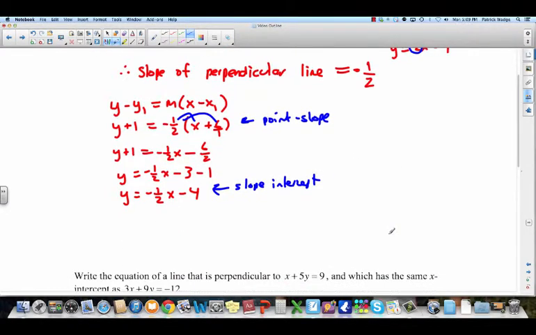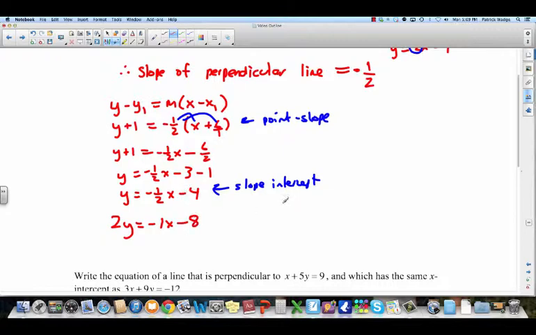Okay, if we want to turn it into standard form, we need to get rid of the fractions. So we look at our denominators. There's only one denominator, which is 2. We're going to multiply everything by 2. So it becomes 2y equals 2. If we multiply by 2, the 2's cancel. So we're just left with negative 1x. And multiply the negative 4 times 2, or minus 4, you get minus 8.